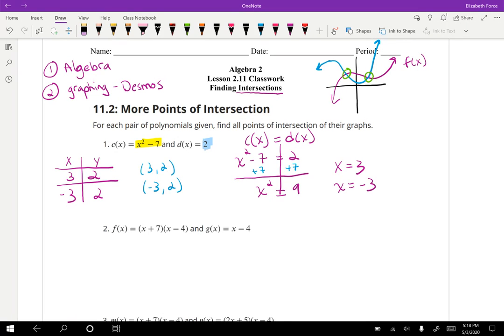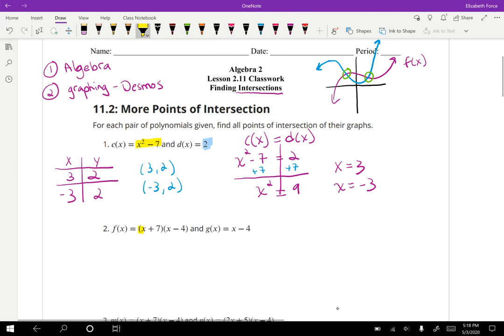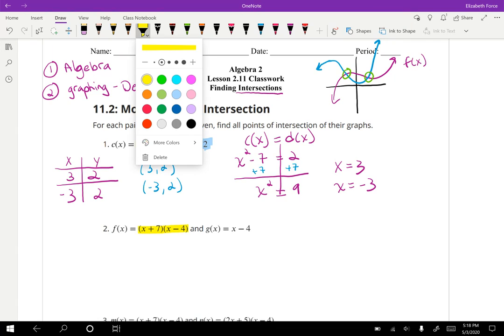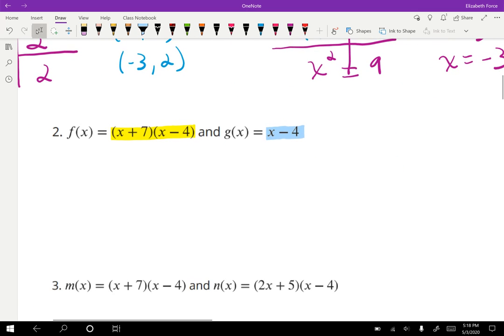We're going to continue on finding points of intersection, but now we're going to look at problem number 2. So we're going to focus on finding when f of x, which is (x + 7)(x - 4), when would that intersect, or when is it going to equal g of x, which is x - 4. So let's zoom in a little bit on these right here.